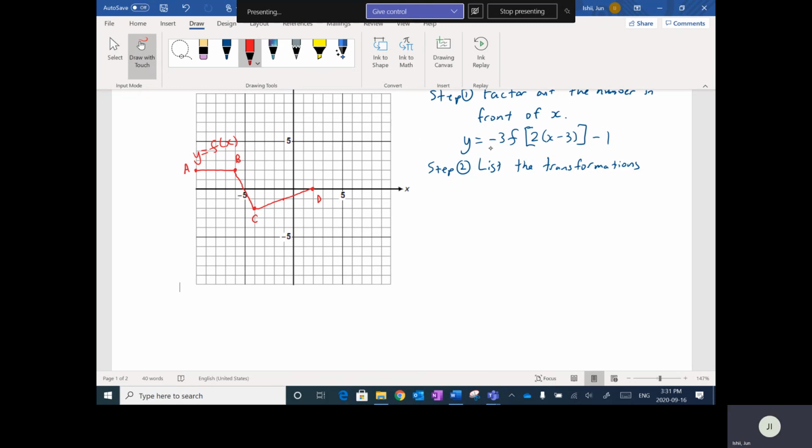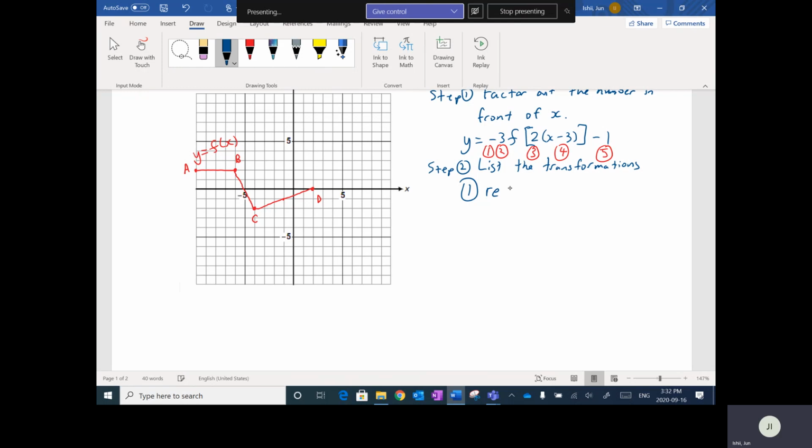I'm going to number off the transformations we see. There's a negative sign out front, there's this 3, there's this 2, there's the x minus 3, and then there's the minus 1 on the outside. So we actually have 5 transformations happening to this one function, or this one graph. For number 1, we have a negative sign in front of the whole thing.